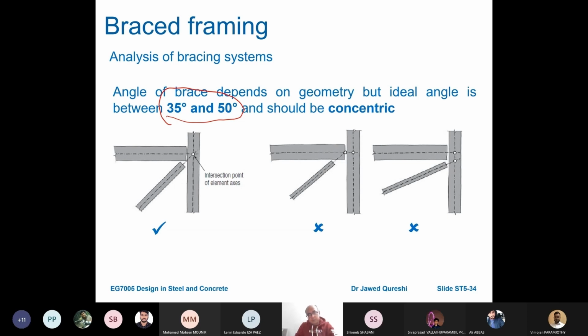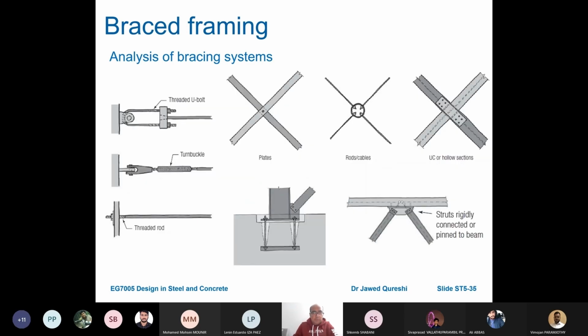This is most important. And you can see here the intersection point of element axes. It is useful to provide this intersection point, and the angle of bracing should be between 35 to 50 degrees. Ideally, if it is 45, that would be good, but if it isn't, then you have no choice. Then what do we use as bracing? We can use plates, which is the case for most of the bracings, and we can use rods or cables. We can use universal columns or hollow sections, but this is not very common.